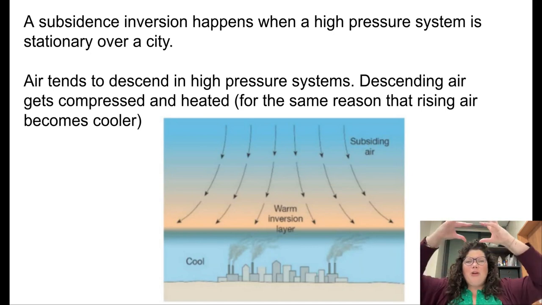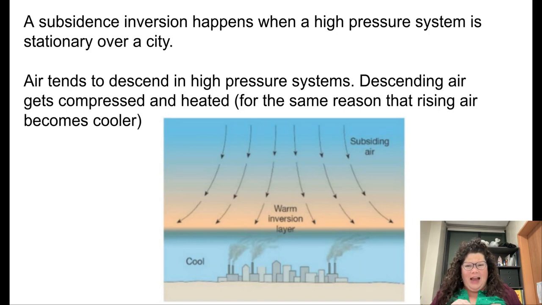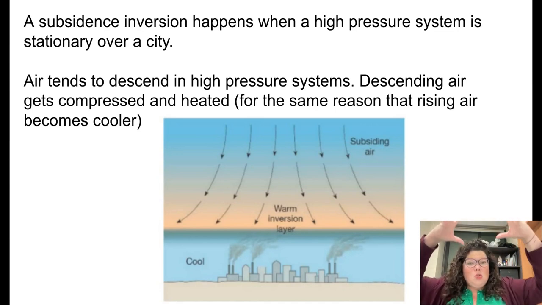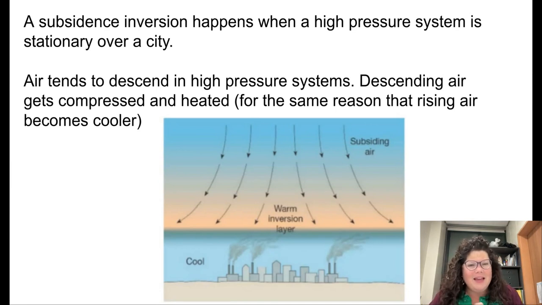So when this high pressure system pushes the air down, that descending air is going to get squeezed because we already have a lot of air here. So it's going to get compressed, squeezed by all the other particles. And when that squeezing happens, that compression happens, the temperature of that air is going to go up. When the temperature of that air goes up, it's going to cause this warm inversion layer. So we have hot air being pushed down onto an area, normally on top of cool air. That compression causes this air to heat up, causing a warm inversion layer.